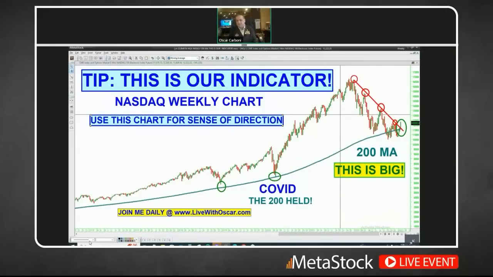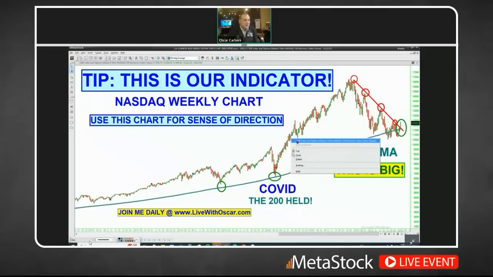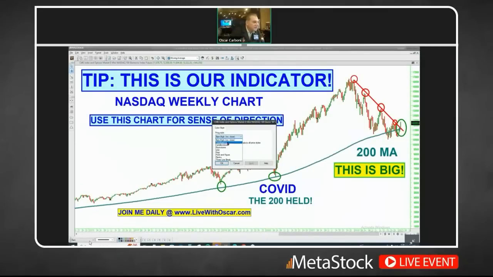All right. Bar charts better for trend lines than candlesticks? So I don't like candlesticks. I mean, we can turn this into a candle, and I could show you why in a split second. Let me see if I can just make this a candle real fast.